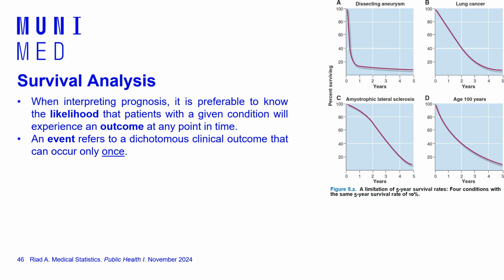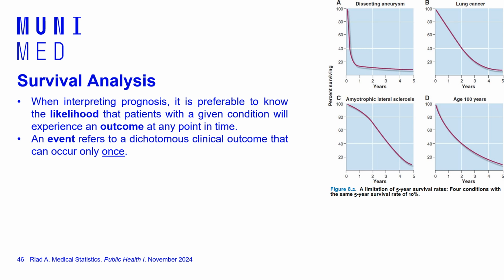So in graph A, you can see the dissecting aneurysm and how it leads to mortality within the first 5 years. Unfortunately, the vast majority of cases die in the first year. That's why the survival probability within the first year is almost 21 or 22%. In the second year, it's less than 20%, almost 15%. In the third year, it's less than 15%, and it somehow stops at 10% by the fifth year. But you have to remember that most of the cases died in the first year.